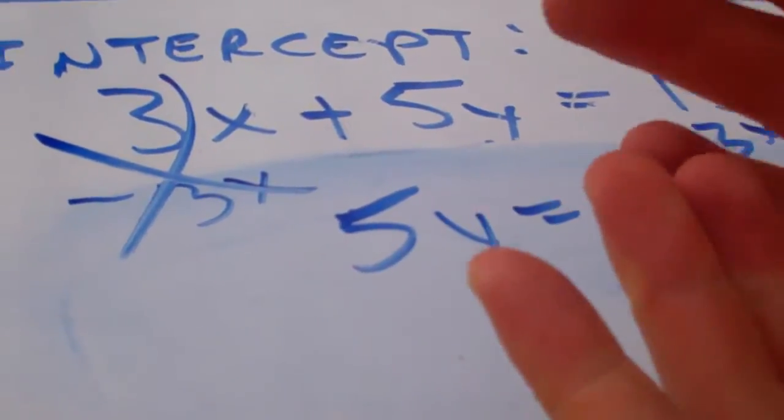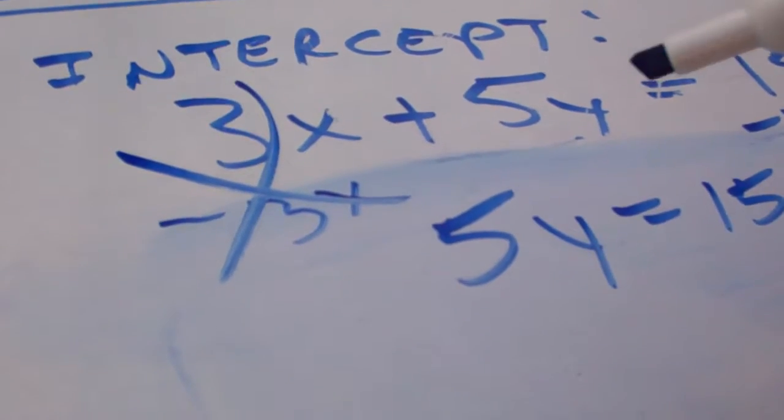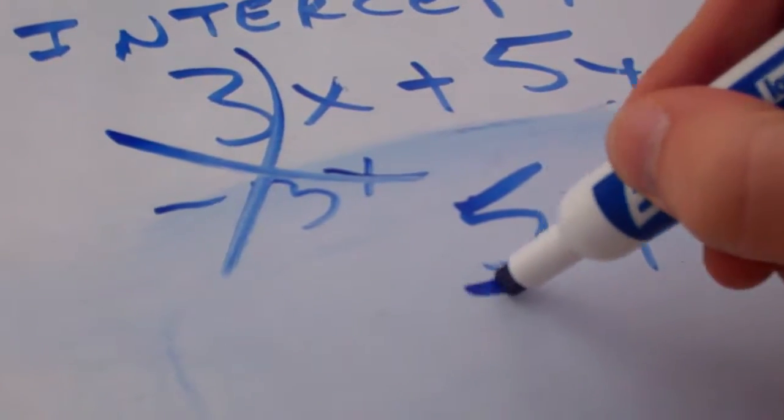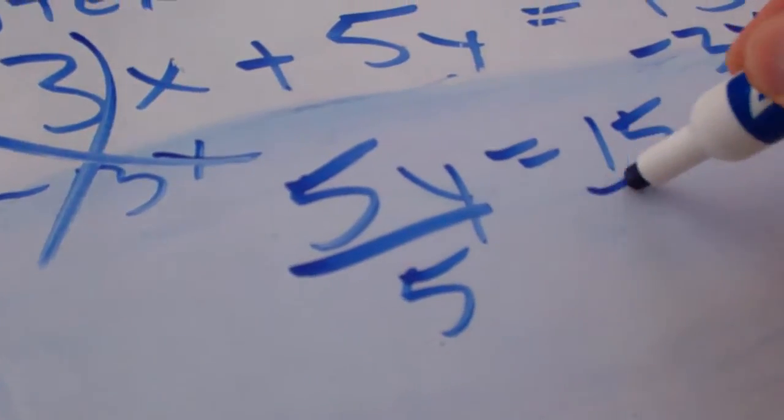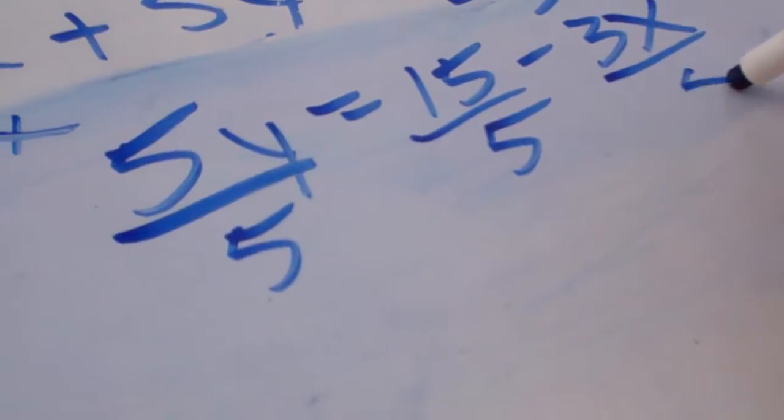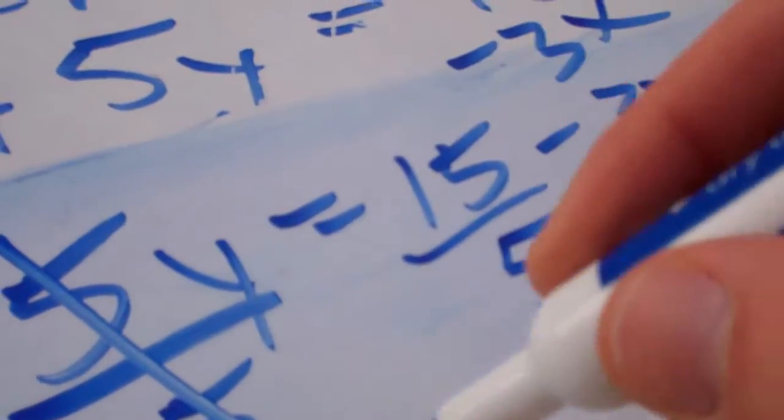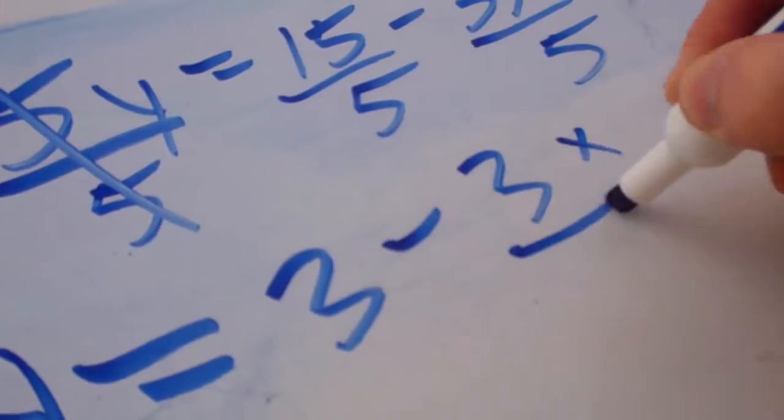So here we are. y is not by itself yet. We've got to get rid of that 5. So the opposite of multiplication is division. So let's divide all terms by 5. The 5's cancel. Now I see y by itself. 15 divided by 5 is 3, minus 3x over 5.